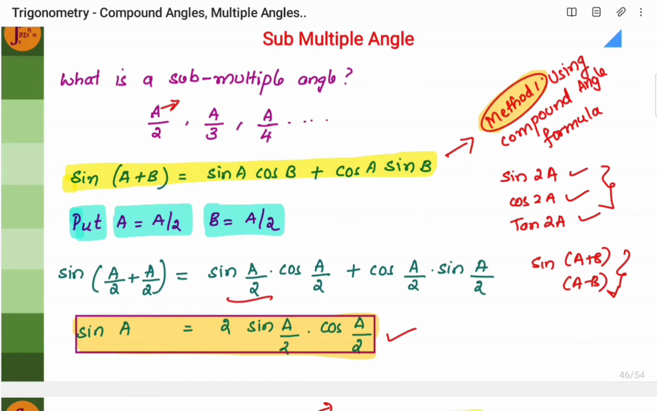This is once and this is once. So you have 2 times sin A by 2 cos A by 2. Simple, right? We got sin A now. A by 2 plus A by 2 is A. So sin A is 2 sin A by 2 into cos A by 2.